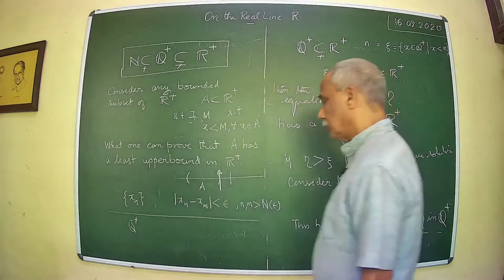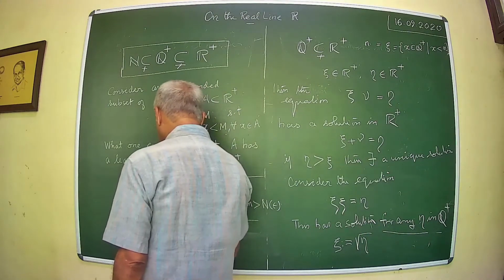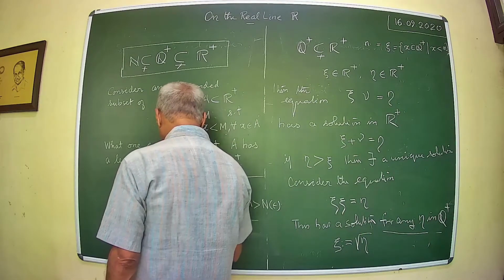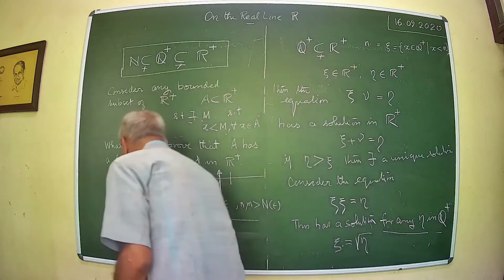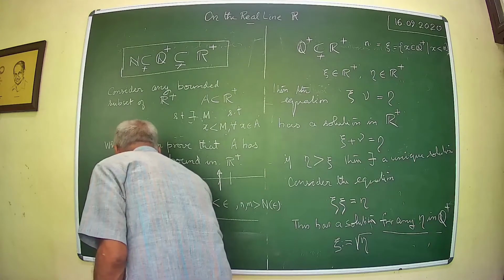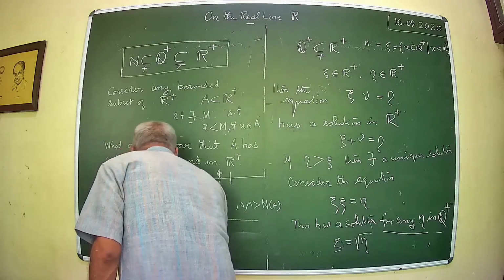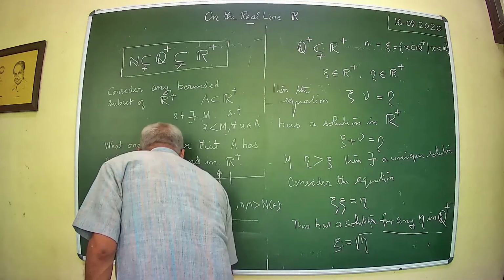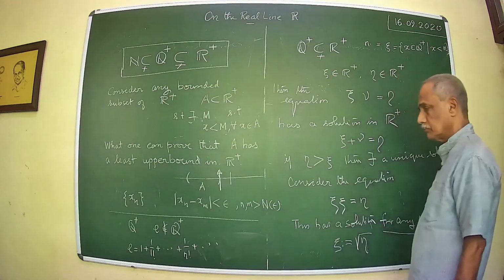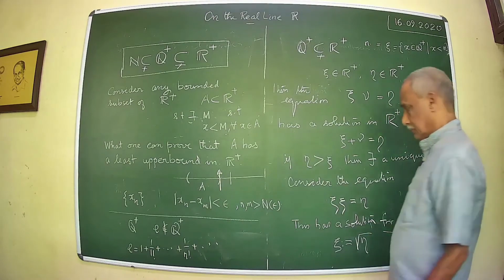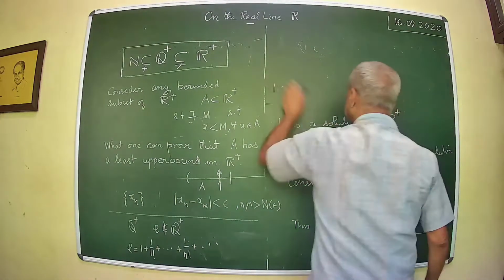Why? Because if you look at e, e does not belong to Q plus. Just giving a simple example. What is e? e is the infinite series. So you can construct a sequence. What is the sequence?